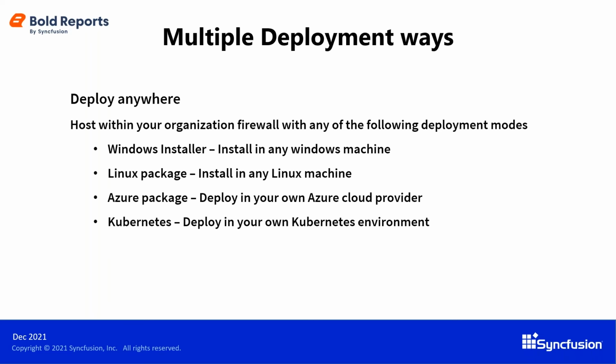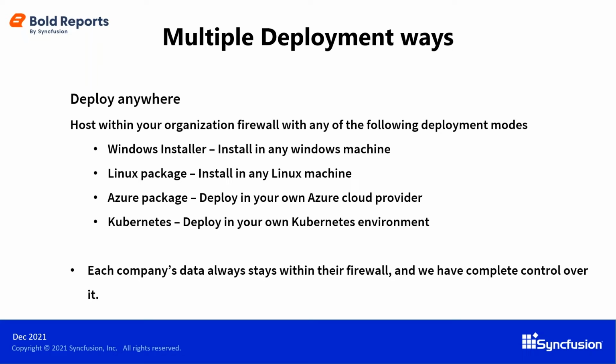Now, let me explain the multiple deployment ways of enterprise reporting. It can be installed in any Windows or Linux machine. It can be published as an Azure App Service in your own cloud provider. Also, it can be deployed in your own Kubernetes environment. Since the application is installed within our firewall, we have complete control over it and no need to worry about external security breaches.